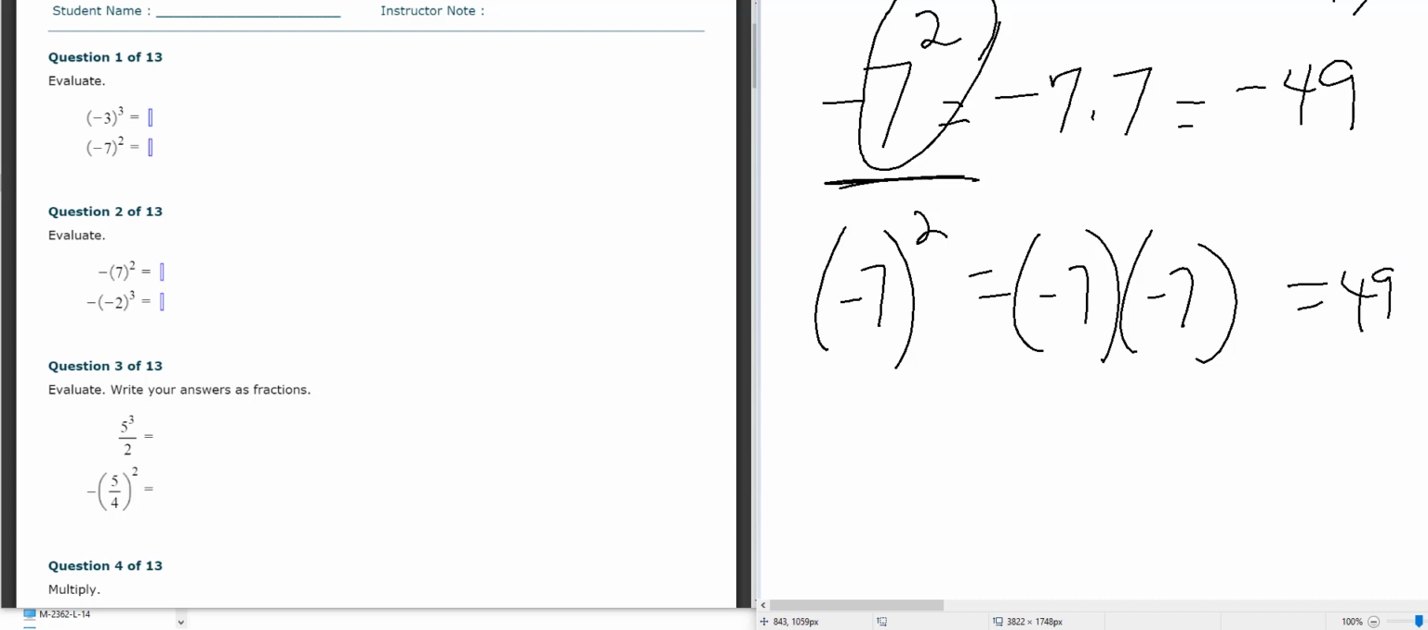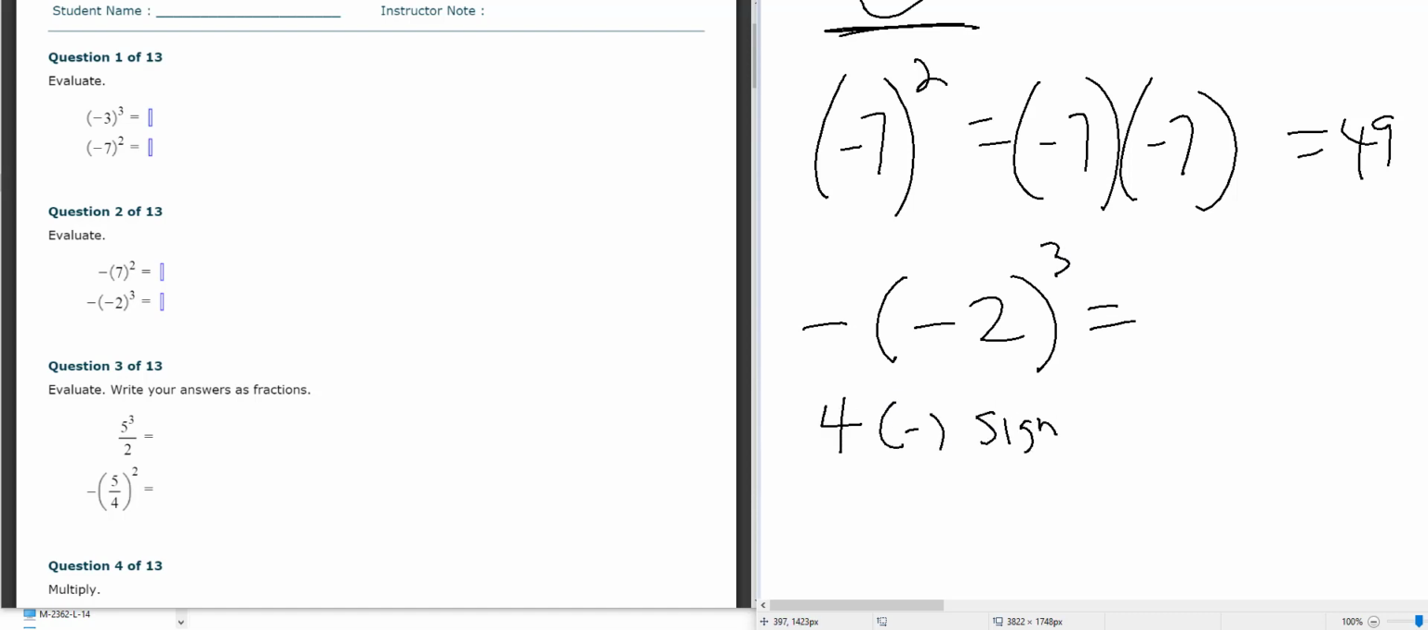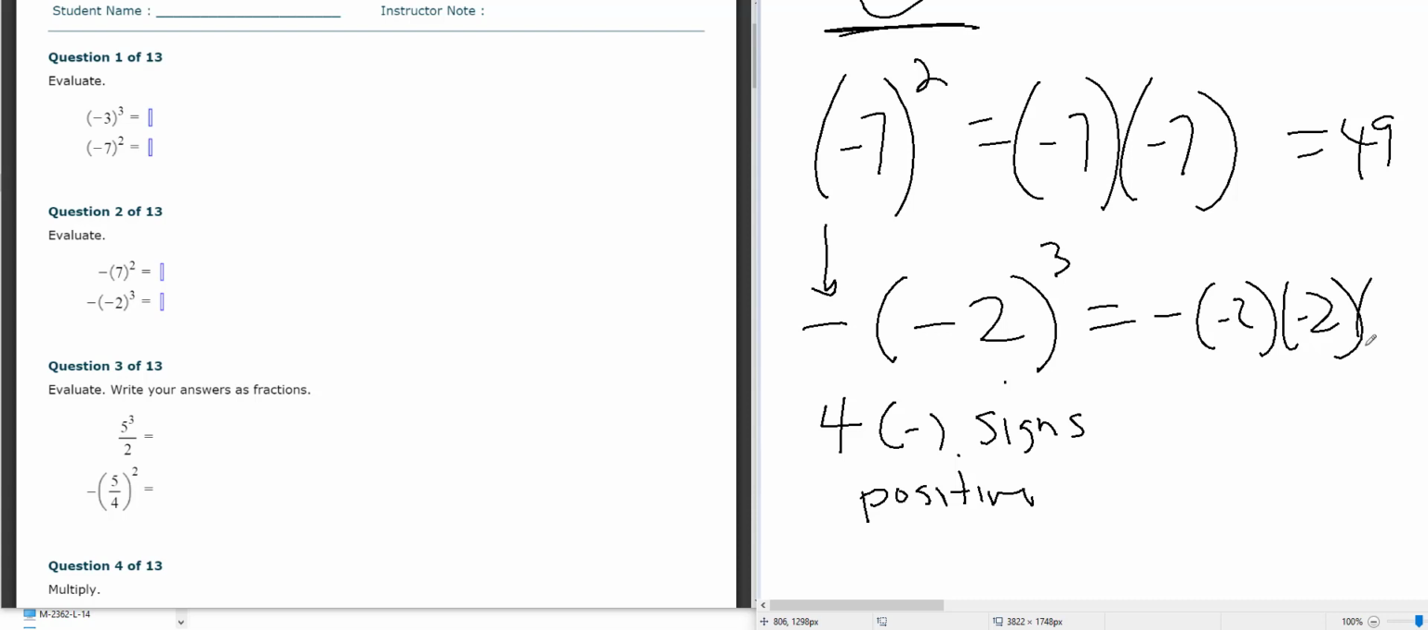Now I have, in the second part of question 2, the opposite of negative 2 cubed. Now, in reality, this is 4 minus signs, which is going to make a positive, because an even number is going to be positive. Where do those come from? Well, this initial one, and then 3 more. These two will match up to make positive. These two will match up to be positive. So this answer is going to be positive 8.